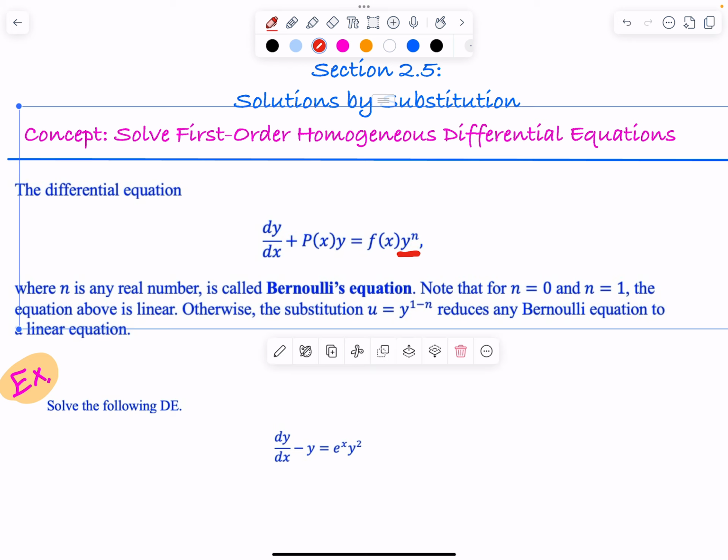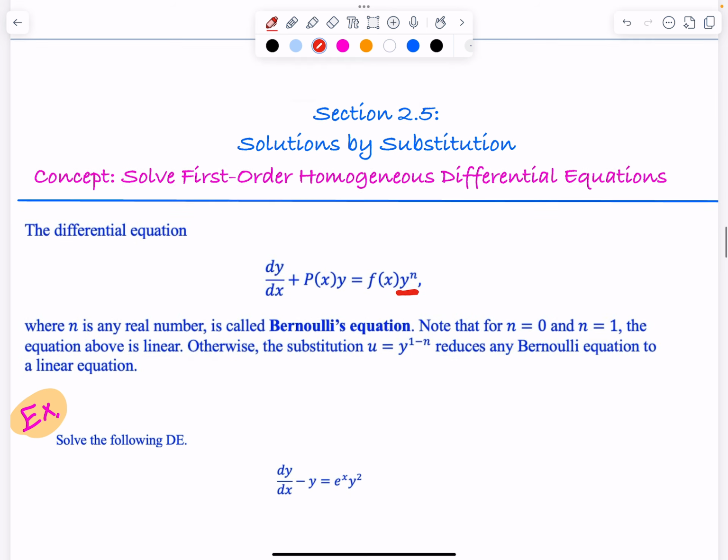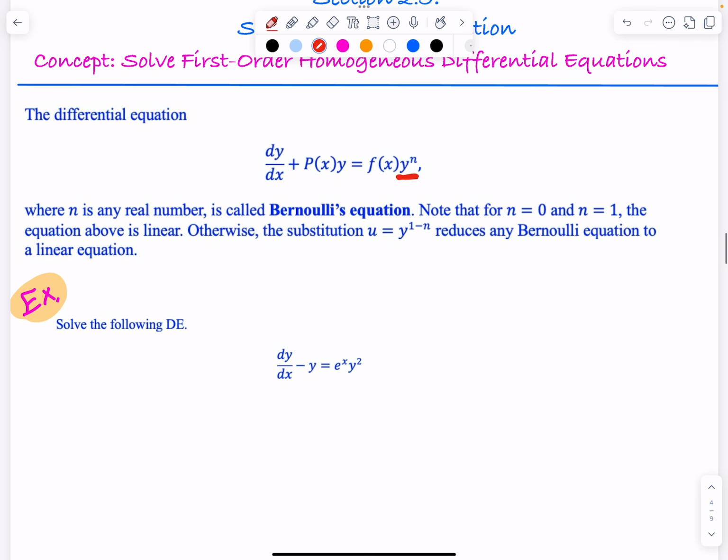If you do n equals 0 or n equals 1, then it would just be linear right away. Otherwise, we can do a substitution. The substitution is u equals y to the 1 minus n, and the n comes from the power of the y up there at the top, making it Bernoulli. And if I do that kind of sub, then it will reduce down to a first order linear equation, which we know how to solve.